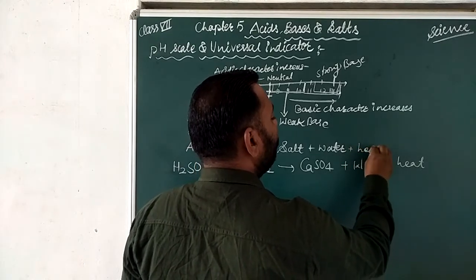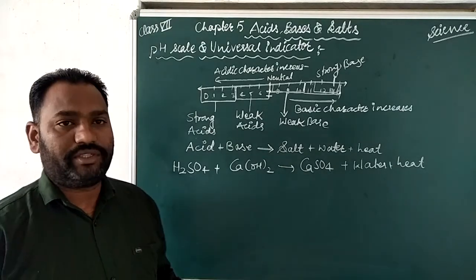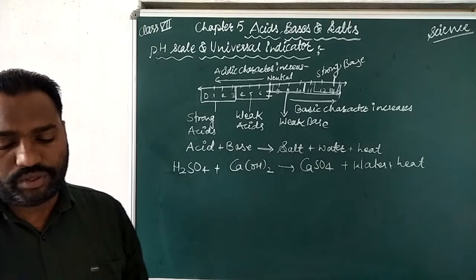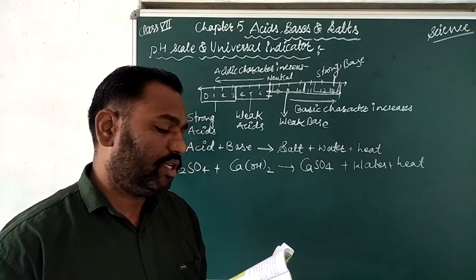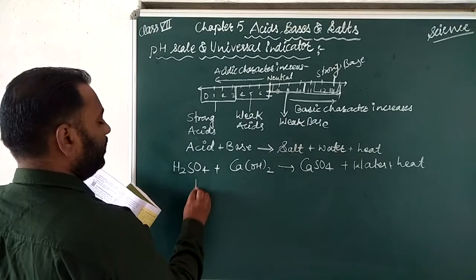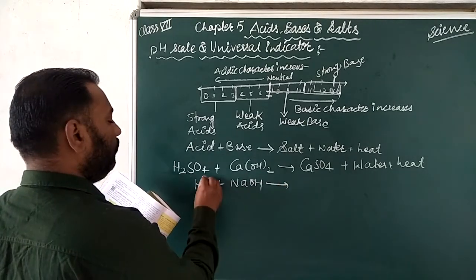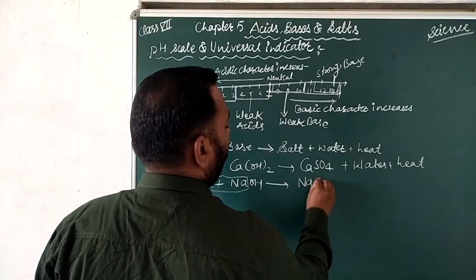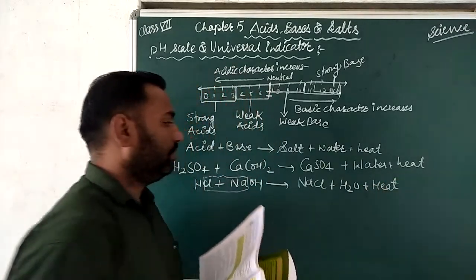That's why the container, vessel, boiling tube or test tube gets hot after that. For example, the reaction between hydrochloric acid and sodium hydroxide to form sodium chloride and water with the evolution of heat energy is a neutralization reaction. Hydrochloric acid, HCl, plus NaOH, the base, gives NaCl plus H2O plus heat.